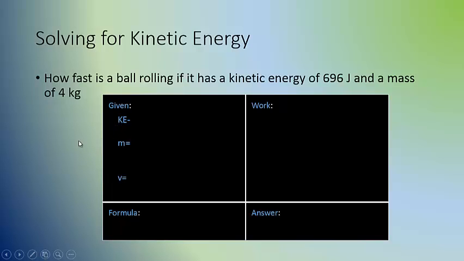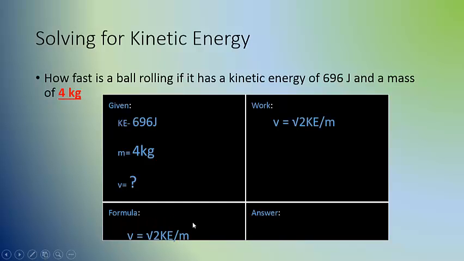So, the first thing that we see is we have a kinetic energy of 696 joules. So I'm going to plug that in right here. Next thing is I see a mass of 4 kilograms, and that I write for our M. I do not see a velocity, so I'm going to write a question mark there, so I know that is what we are solving for. If we were to look back at our triangle, we would see our velocity equals the square root of 2KE divided by M. And we're going to rewrite that up here to make our substitution easier.